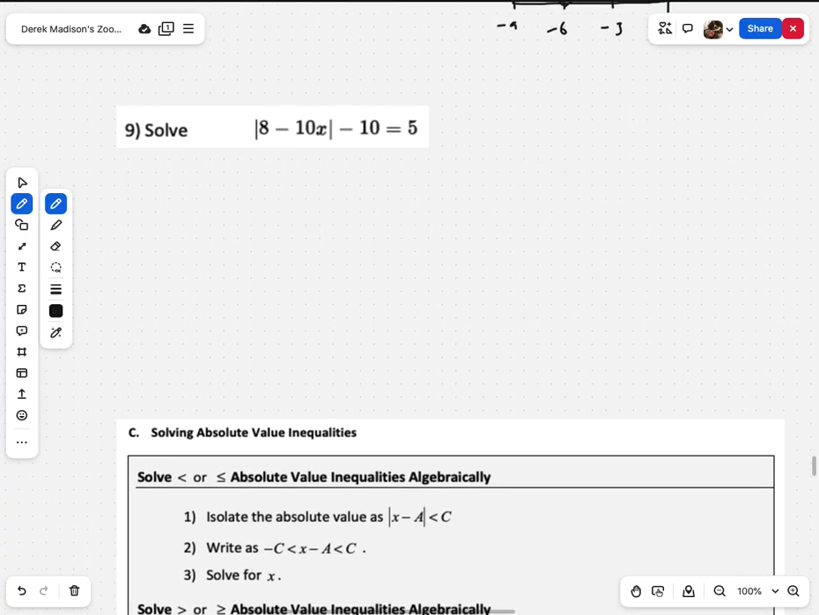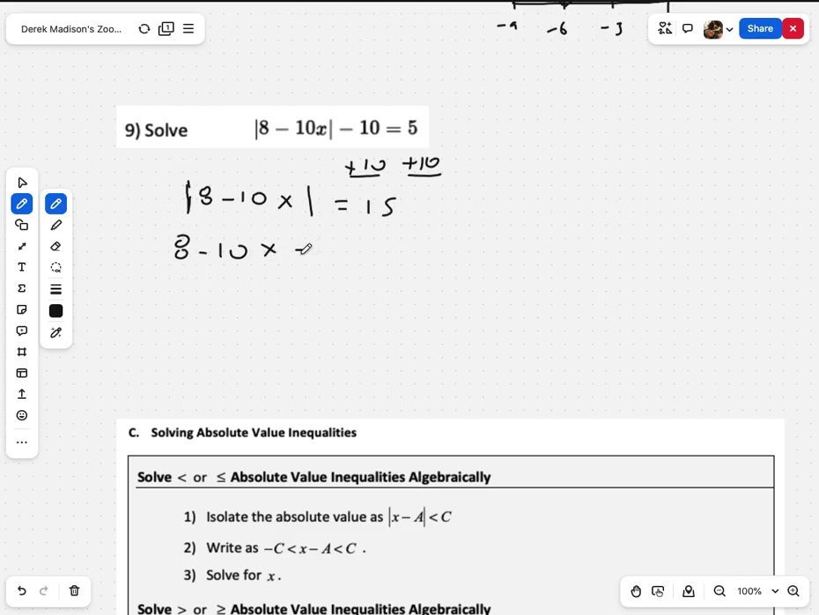For this next one, same basic thing, we just have to isolate first. So let's add the 10 to both sides. And then we have absolute value of 8 minus 10x equals 15. And then we just set the argument of the absolute value equal to 15 and negative 15 and solve and see what we get.